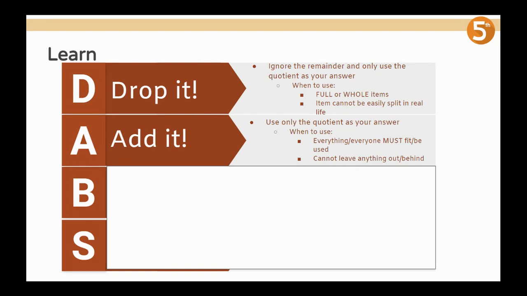Okay, today we're going to learn when to drop the remainder and ignore it altogether, and when I should add the remainder up. If I'm going to ignore or drop the remainder, it's because my question is only asking for a whole number or the full amount that can be made. But we also want to think, could this item easily be split up in real life? That's where that reasonable word comes in.